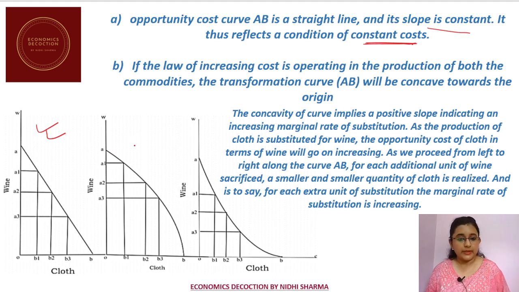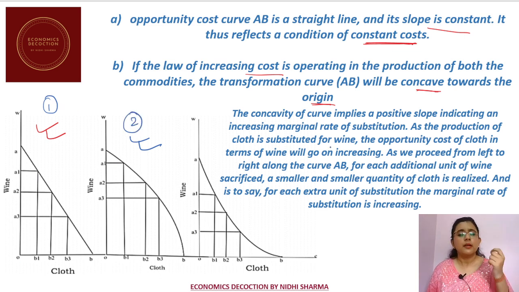Now, if we have a look at panel B, if the law of increasing cost is operating in the production of both the commodities, the transformation curve AB will become concave towards the origin. So you can see this curve, the second figure here, your production possibility frontier, your PPF, is concave to the origin. So this is a case of increasing cost. The first one was the case of constant cost and the second one is the case of increasing cost.